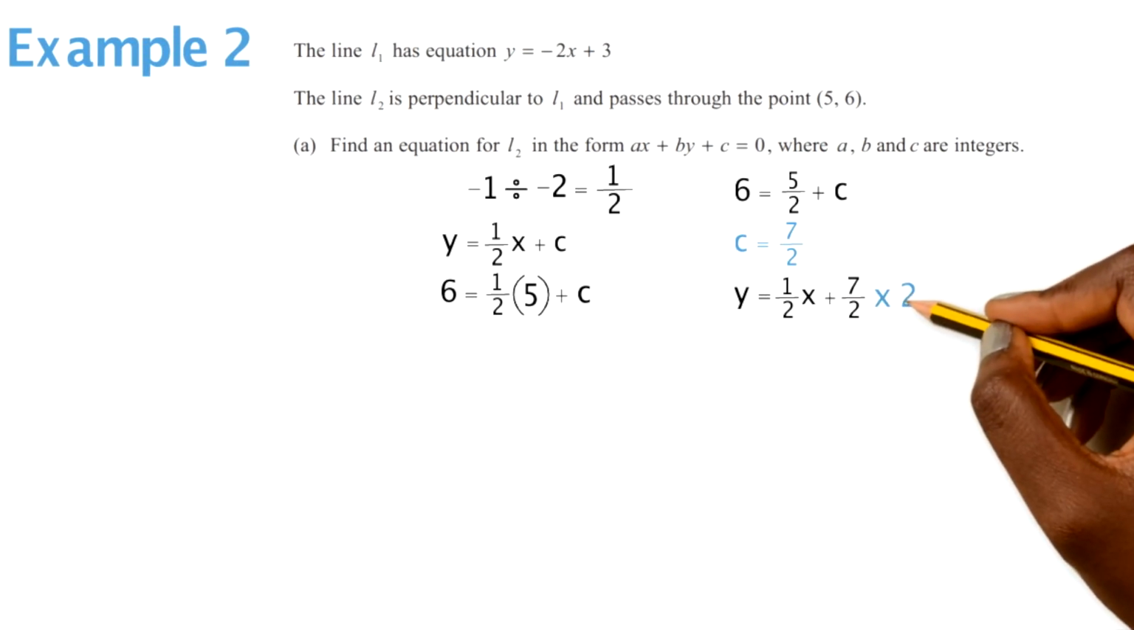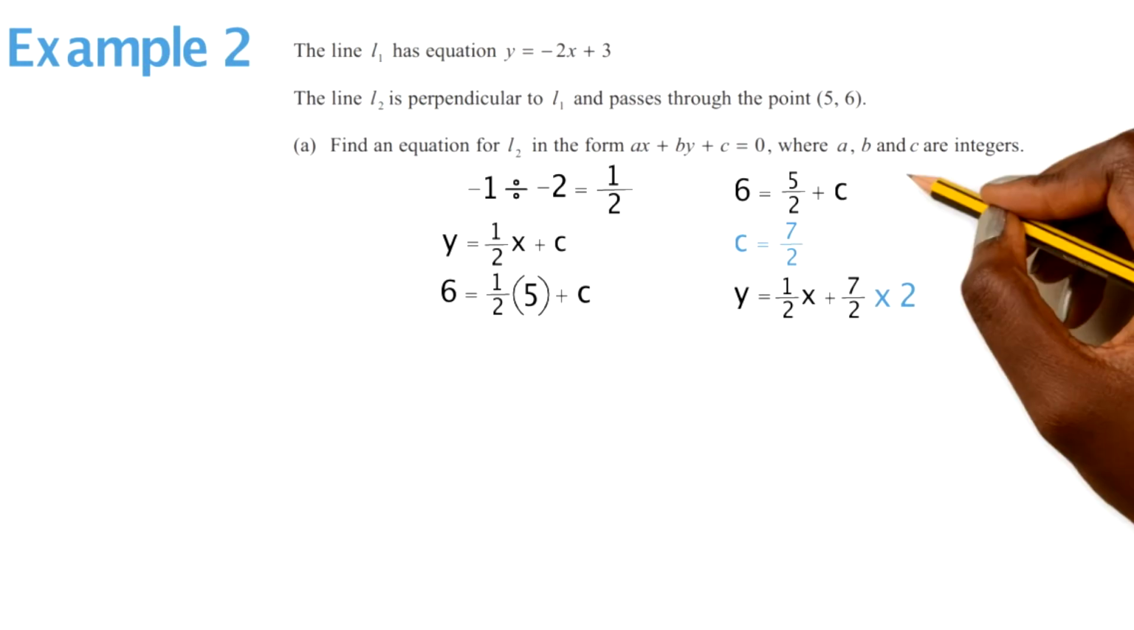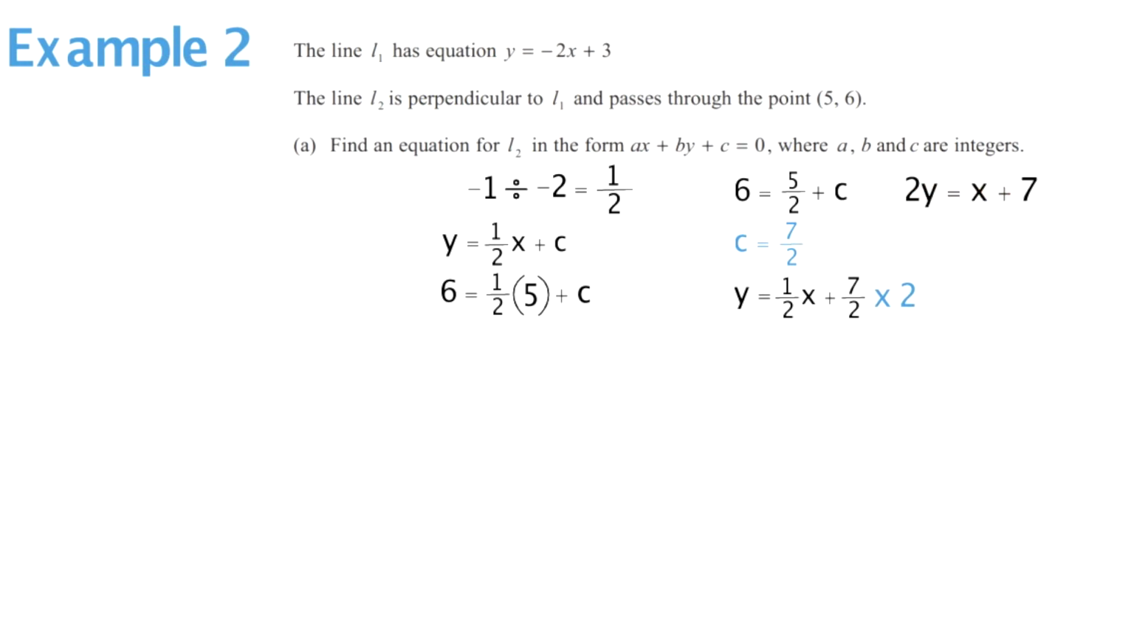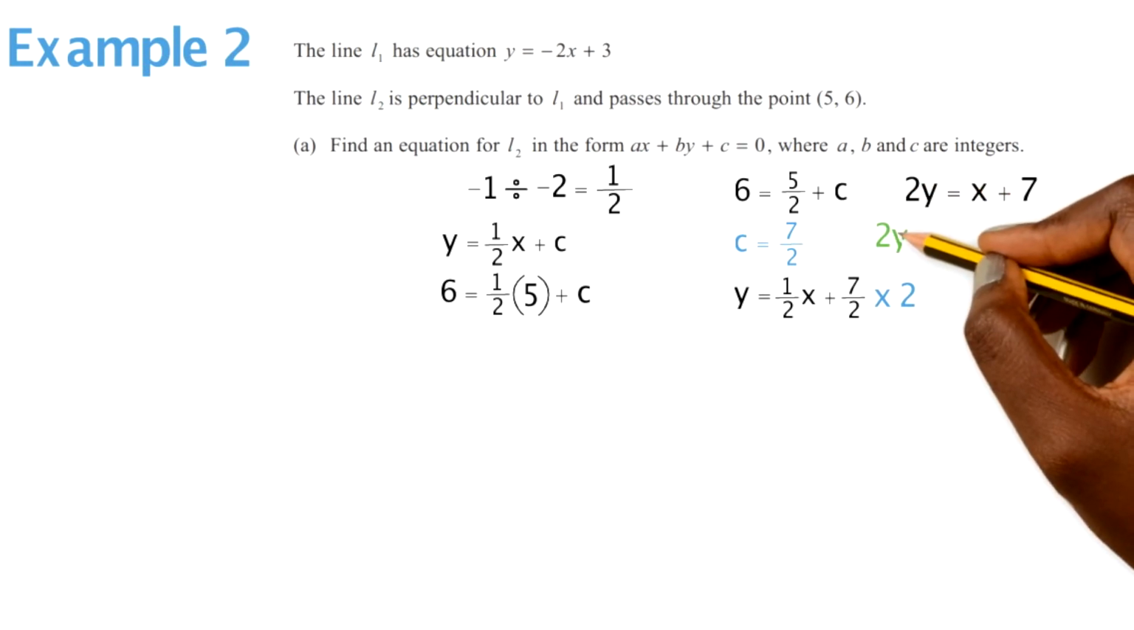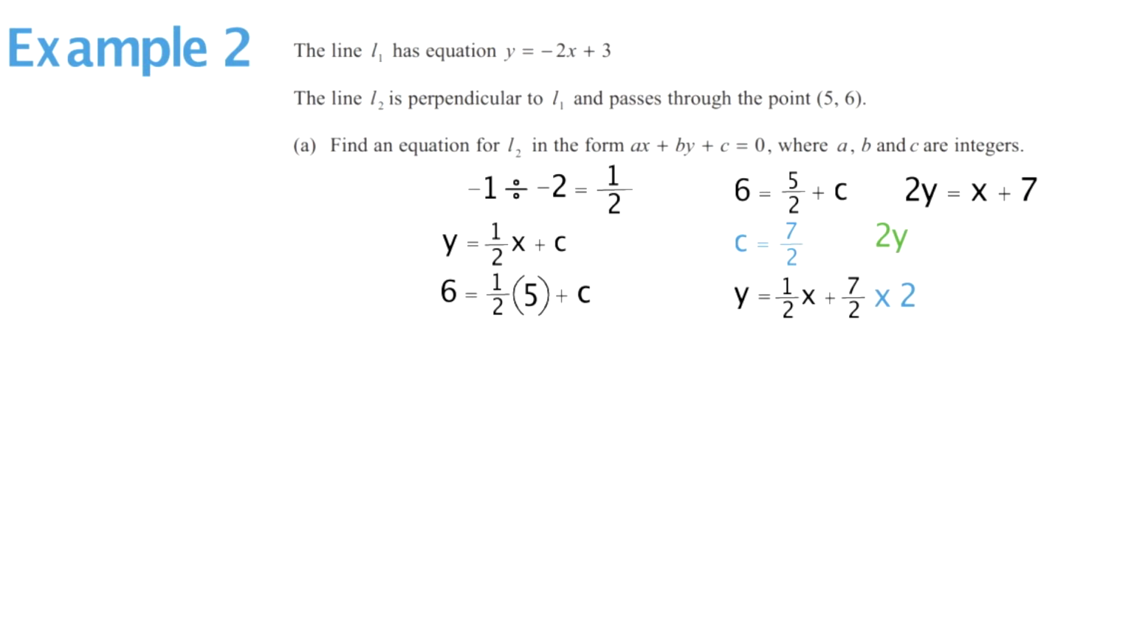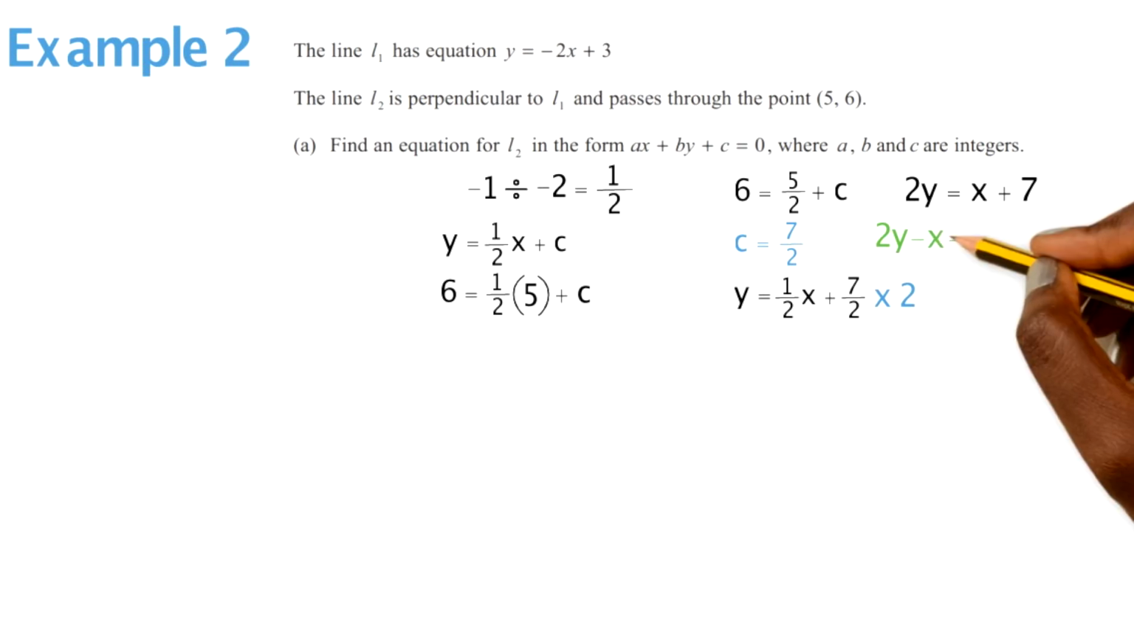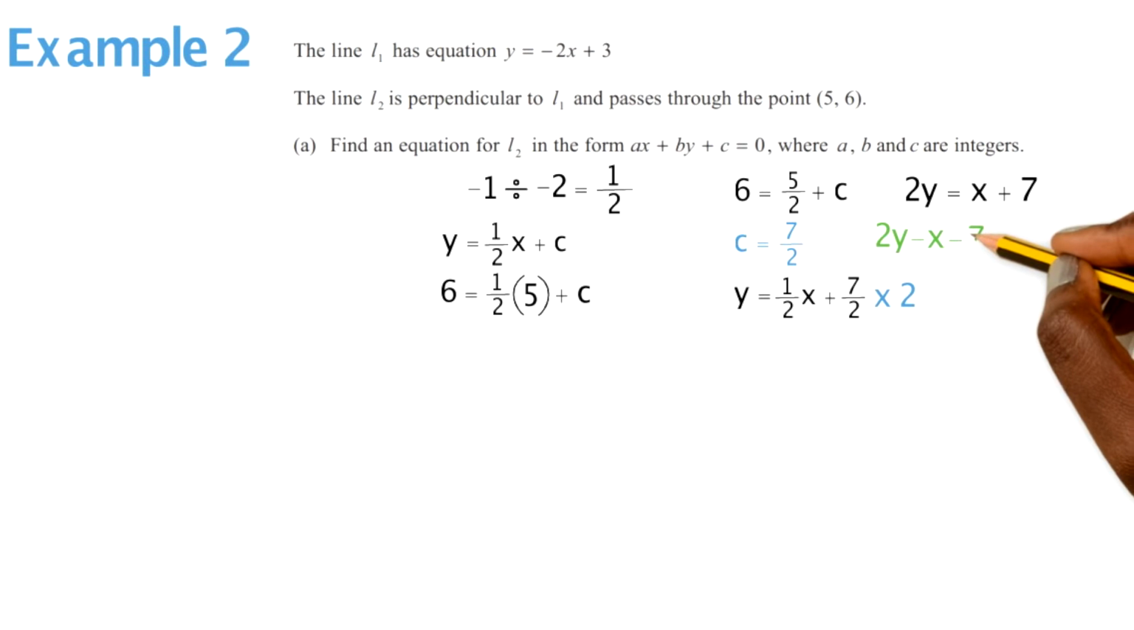So we can multiply the whole equation by 2. By doing that, we're removing the fraction and getting whole numbers. So that's 2y is equal to x plus 7. Shift everything from the right hand side to the left hand side, so it's equal to 0 as they want. So that's going to leave you with 2y minus x minus 7 is equal to 0. And that is your final answer.